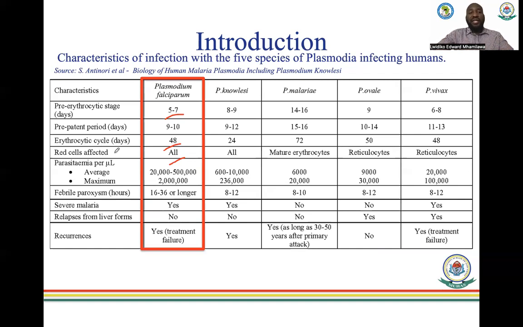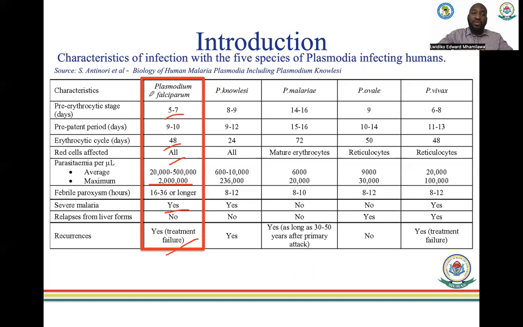Parasitemia can go as high as 2 million parasites per microliter when it comes to severe malaria cases. And you could have paroxysms lasting between 16 and 36 hours, or even longer, and it has a higher risk of severe malaria, but usually does not have relapsing forms of the disease because it has no hypnozoite that will remain in the liver for a long time. You could have recurrence of the infection, but this would be mainly due to treatment failure.